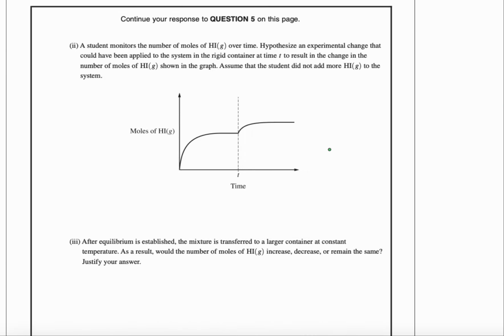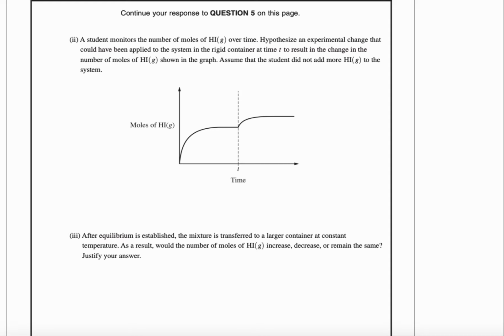On to the next part. A student monitors the number of moles of HI over time. Hypothesize an experimental change. Use red for this question. That could have been applied in this rigid container. Okay, rigid, so V is constant. At time t, which I assume is that, yep, to change the number of moles shown in the graph. Assume the student did not add more gas.